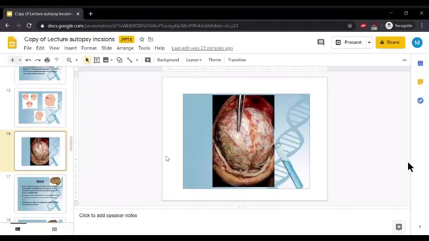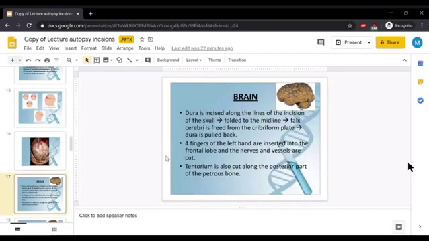So after removing the calvaria or skull bone, the dura is incised along the lines of the incision of the skull and folded to the midline. The falx cerebri is freed from the cribriform plate, and then the dura is pulled back. Four fingers of the left hand are inserted into the frontal lobe, and the nerves and vessels are cut. The tentorium is also cut along the posterior part of the petrous bone.